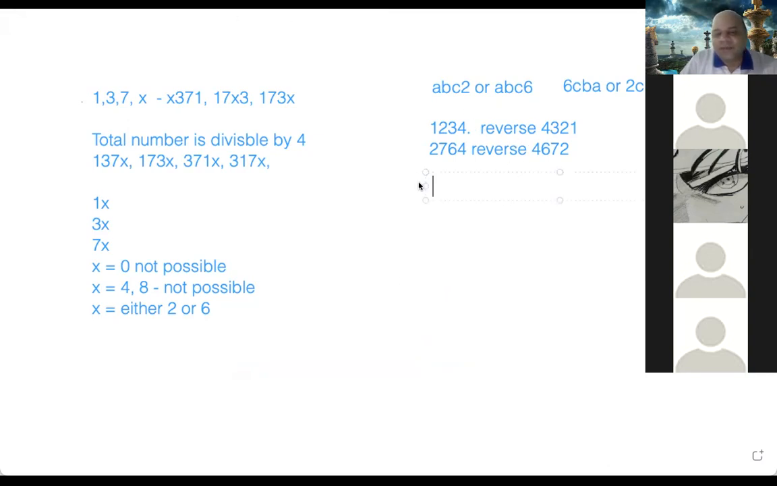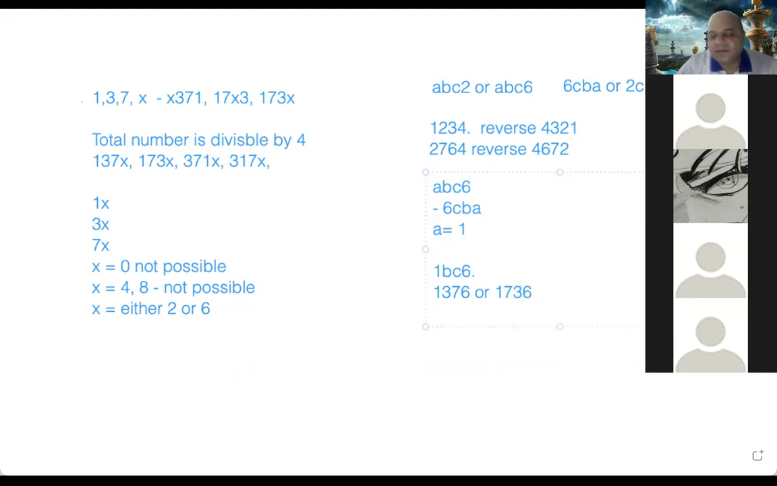So the difference can be ABC6 minus 6CBA. This can be a negative number, but it's okay; you calculate the difference only in the form of positive differences. So take ABC6. Now, if A is equal to 1, let us take it, then it is 1BC6.